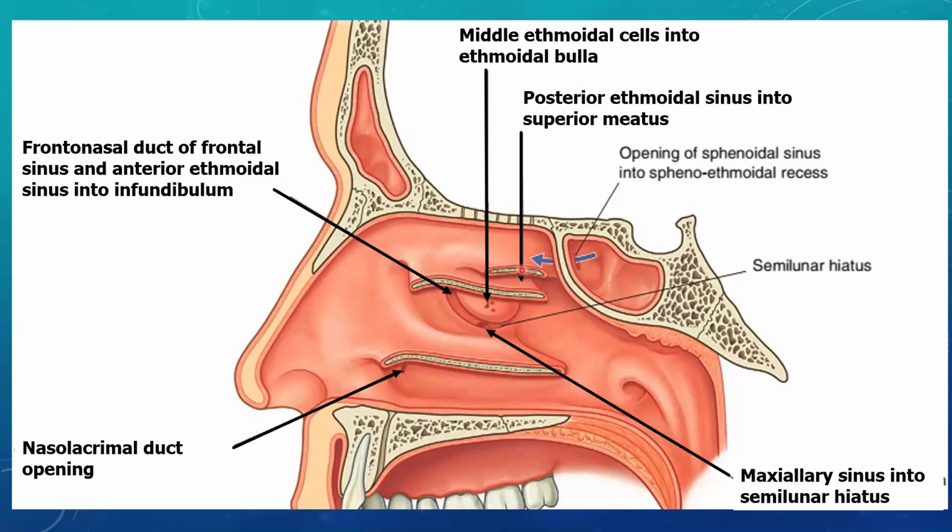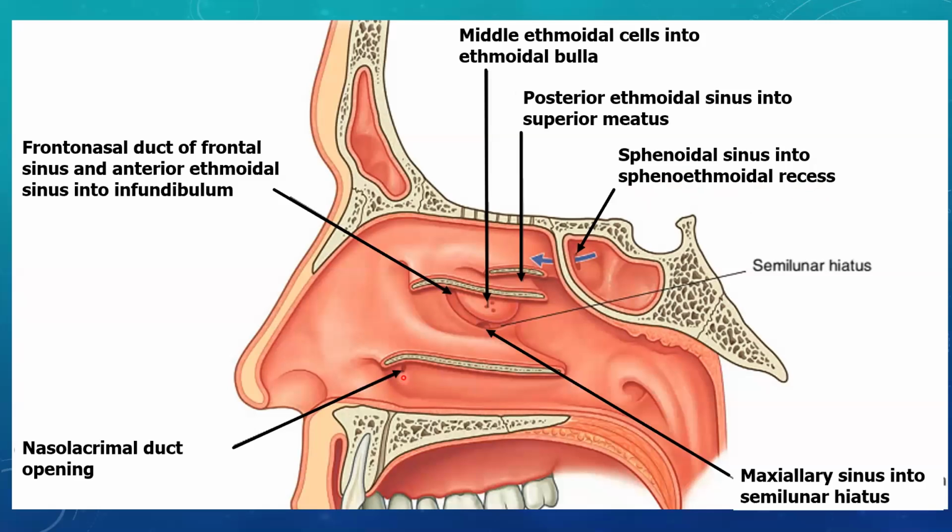Now above the superior concha, there is another space here. This space is known as the sphenoethmoidal recess. Why? It lies between the sphenoid bone and the ethmoidal bone. And what opens here? The opening of the sphenoidal sinus.